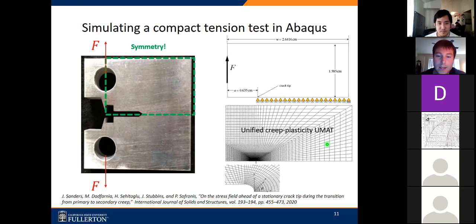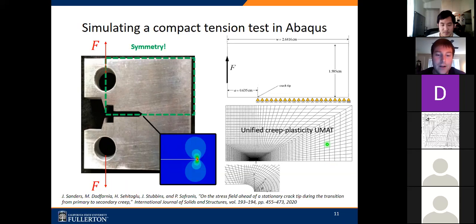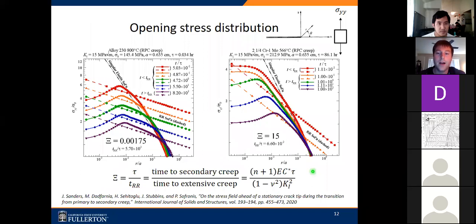In particular, you can look at the stress field ahead of the crack tip. So this is your equivalent stress contours. This is what that singularity looks like in front of the crack tip. You can see it's very large in the vicinity. We're not just interested in equivalent stress, we're interested in the opening stress. The opening stress, that's sigma yy. If this is the y direction, sigma yy would be that component of the stress tensor.